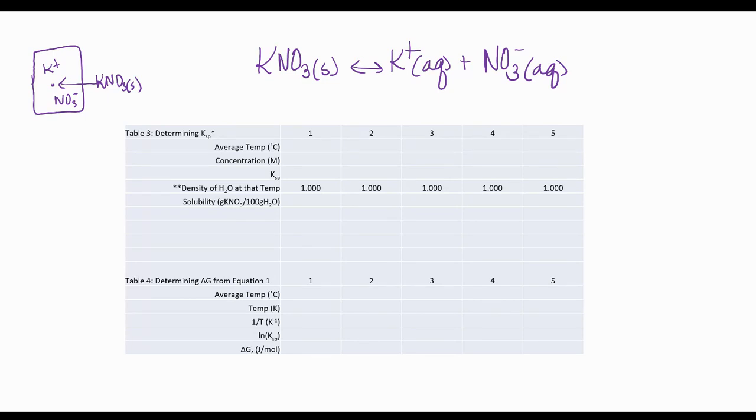For this part of the calculations, in the previous table you'll have your average temp, so this is going to be from table 2. And now the question is, how are you going to find your concentration? Well, you have your moles of KNO3, and then you have your total volume of solution. And of course, for molarity, that needs to be in liters.